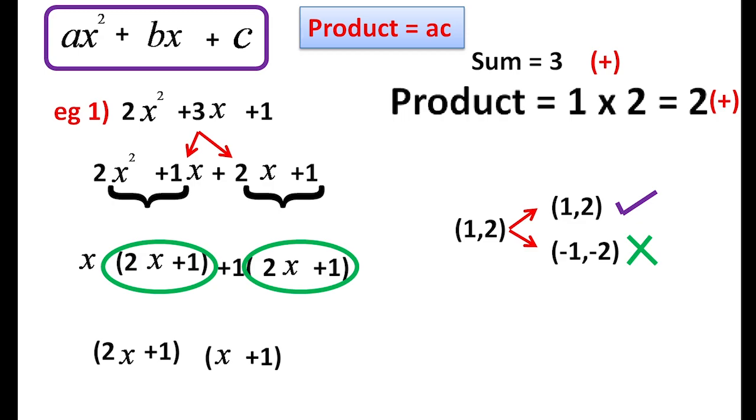Hope you got the concept. Here we are factorizing with the same method as x square plus px plus q. The only difference is that we have to take the product as AC, that is, multiply the constant term and the coefficient of x square. We will do some more examples.